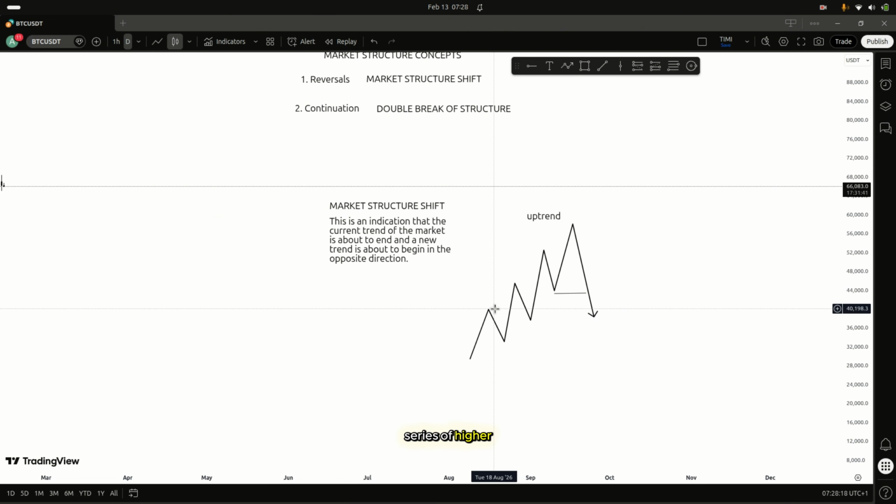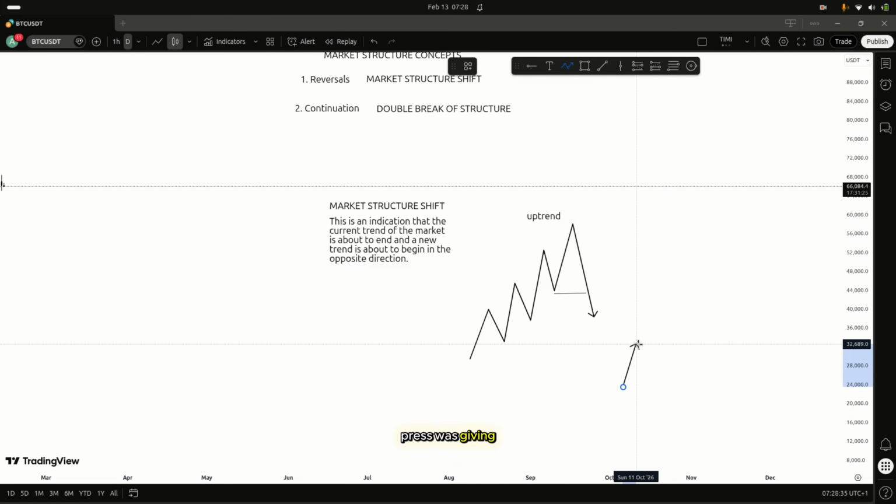Anytime you see price do something like this, price was previously in an uptrend, giving us a series of higher highs, higher lows, higher highs, higher lows, higher highs, higher lows, higher highs, and price came down. Instead of making a higher low to continue the trend, price broke the previous low. A market structure shift has just occurred. Now this is what I mean.